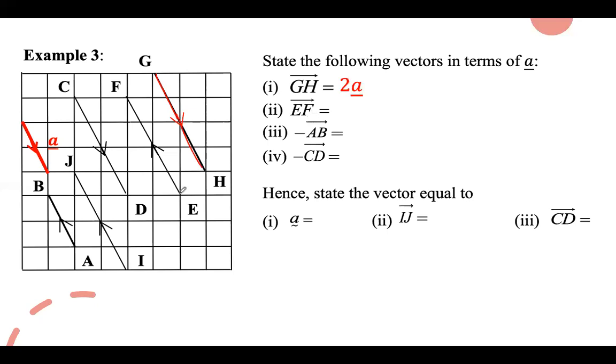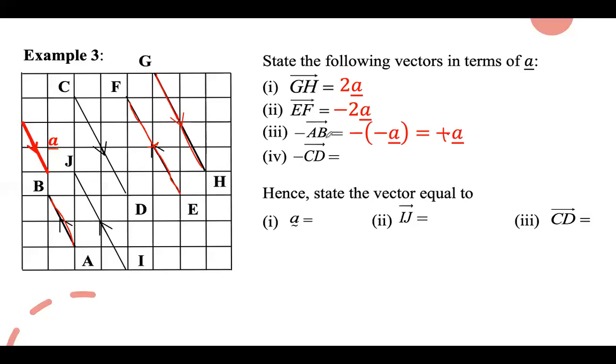Then EF is the opposite sign of A, so it's going up twice. So it's negative 2A. Then negative AB, going up. It's the opposite direction of vector A, therefore it's negative times negative A. So you get positive A, vector A.